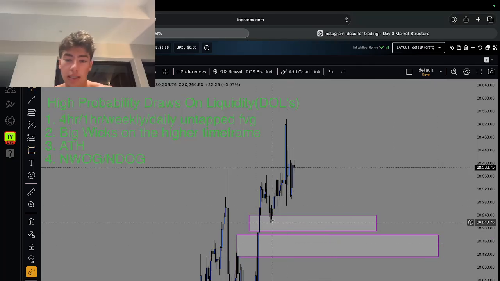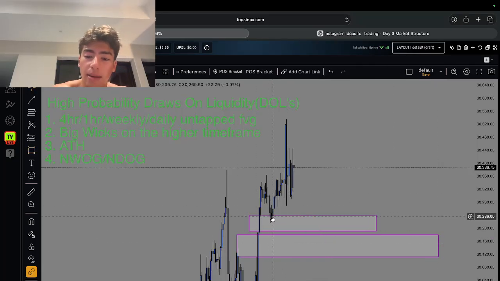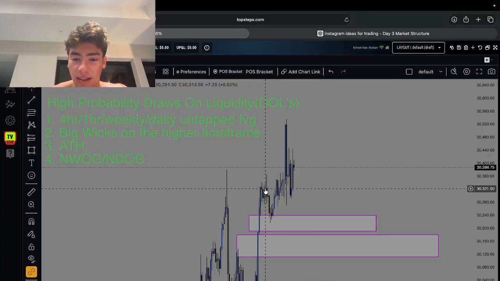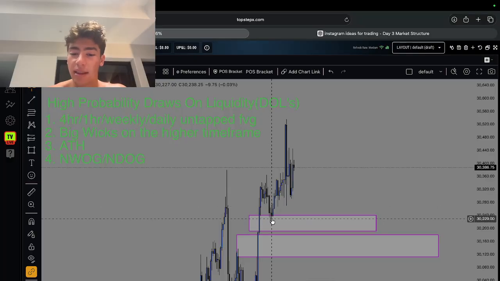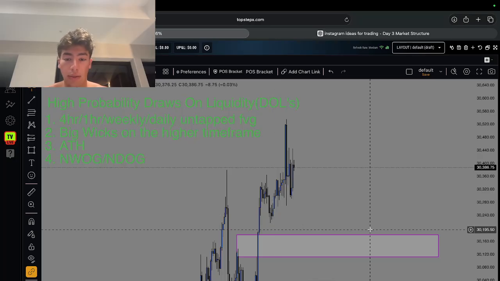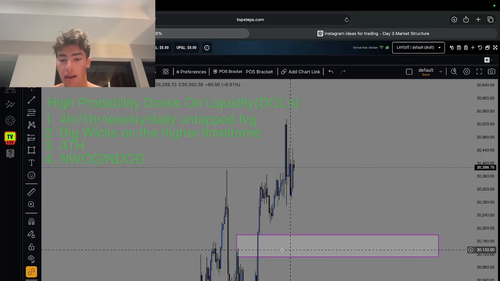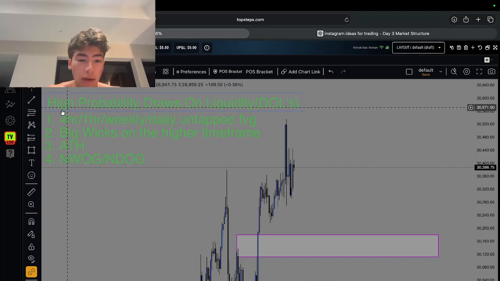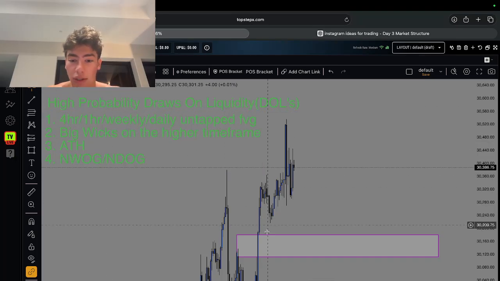But as you can see, this gap was already tapped into, so that's not untapped, right? Previously, when price was up here, it was untapped. But now that we've tapped it, we can't target that anymore. So this is an untapped 1 hour fair value gap. So this is a great draw on liquidity.